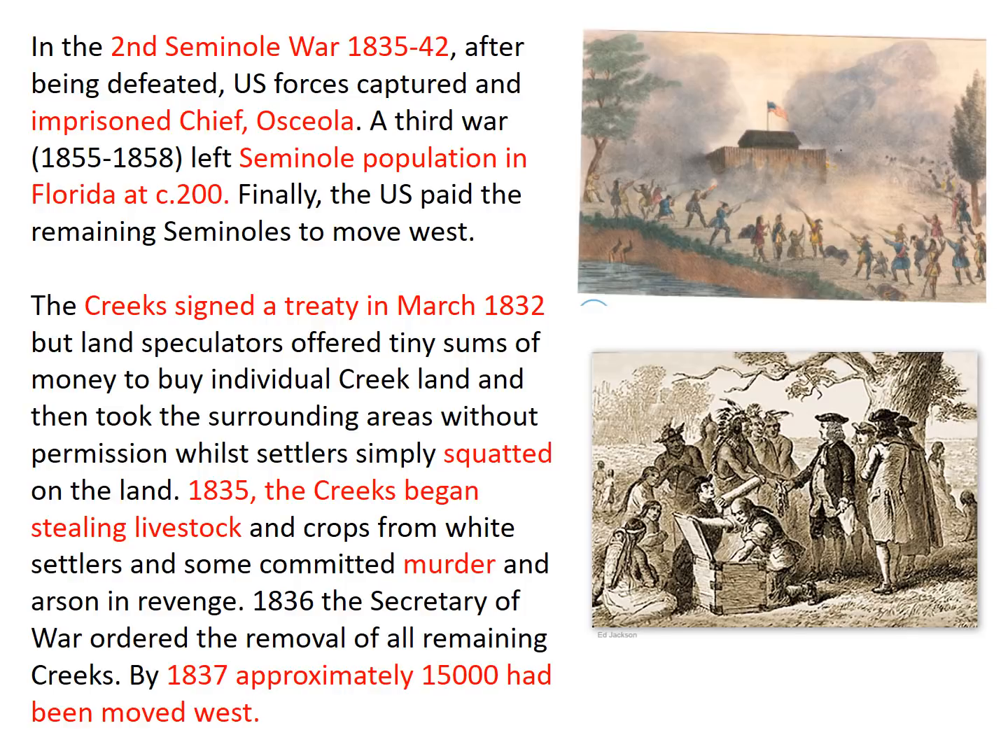They start stealing livestock and crops. Some do revert to murder and arson in revenge, and war is declared. And by 1837, that's not worked, because 15,000 had to be moved westward.